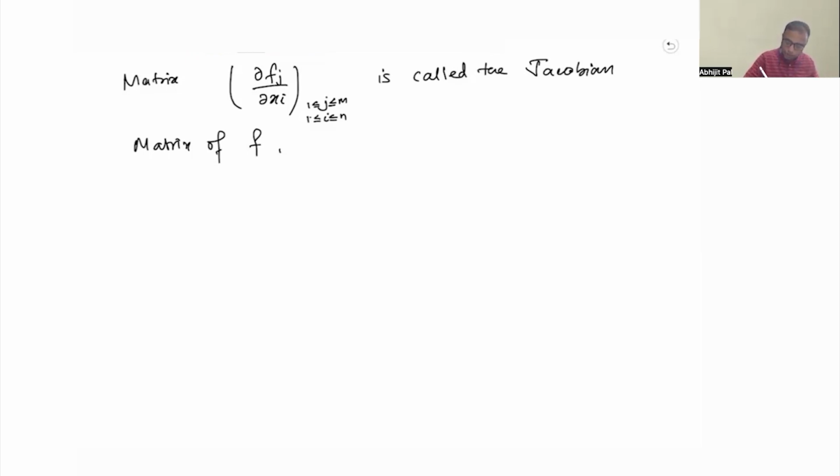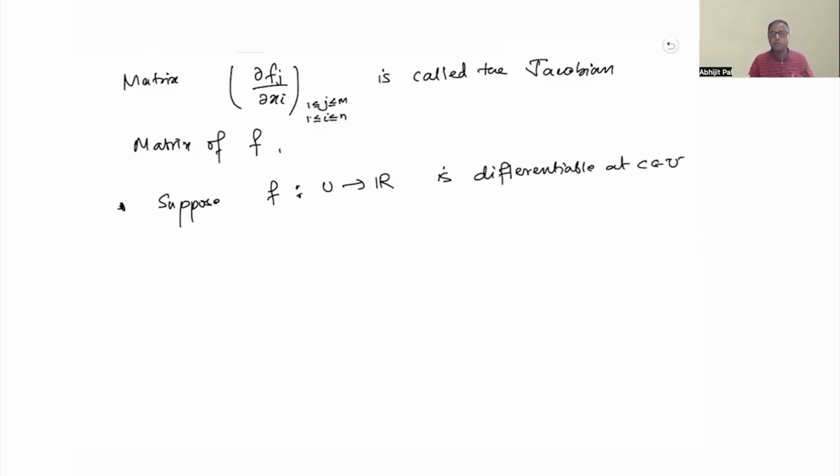Now suppose f is a real valued function, a function from U to R, and it is differentiable at c belonging to U. Let me state this: a function f is differentiable on an open set if it is differentiable at every point of that open set. Suppose this function f is differentiable at c. So now this is just a real valued function.